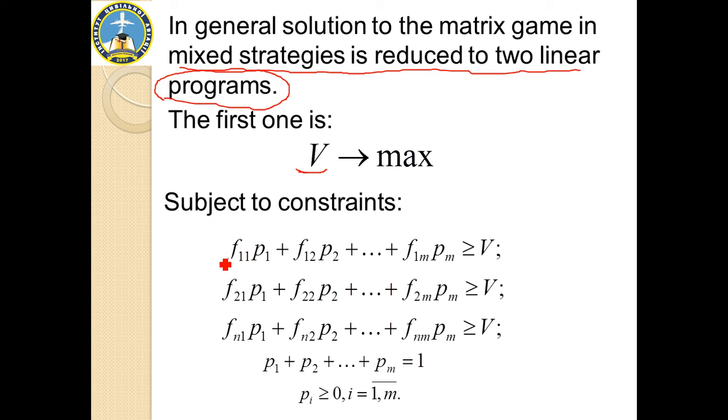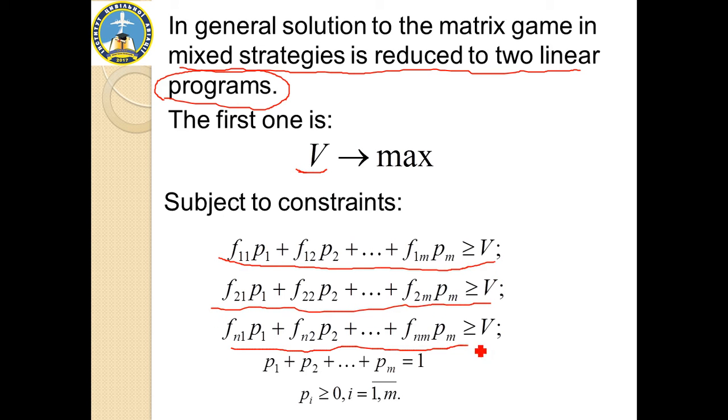The constraints are this: individual payoffs times the shares of strategies should be greater or equal than the price of the game. So summation goes across every row of the payoff matrix. Again, we have an additional condition that all shares sum up to unit, and all the shares are non-negativity constrained. All the shares are greater or equal than 0.